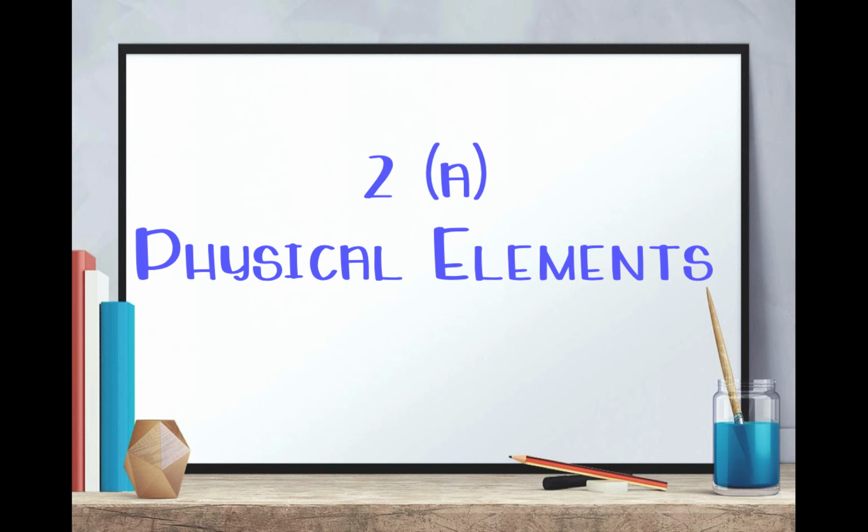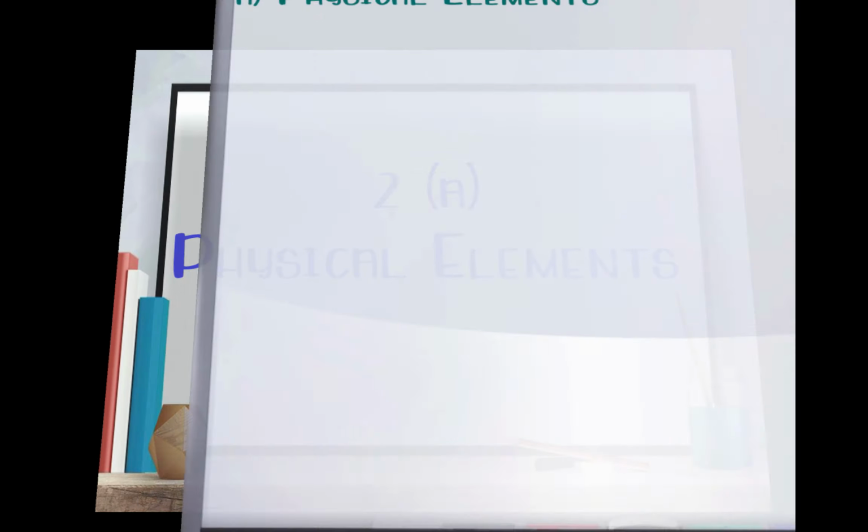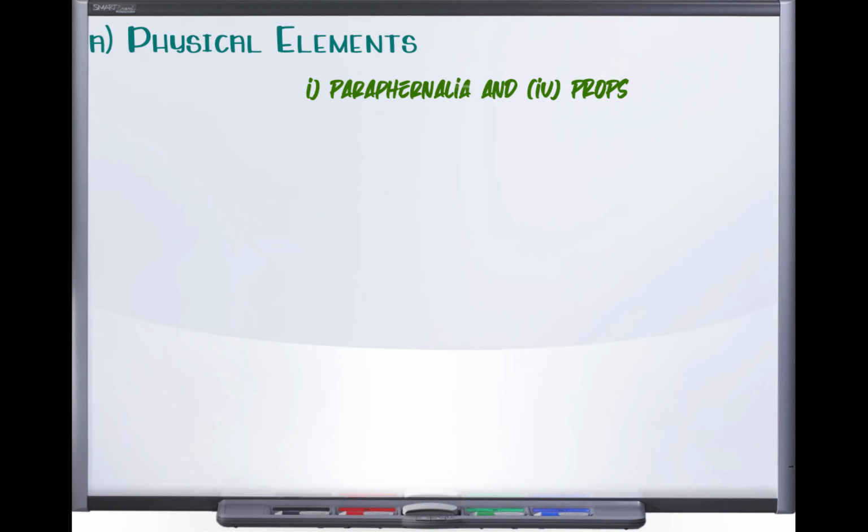Right, so 2A from the syllabus asks us to look at physical elements. So we're looking at paraphernalia and props. Paraphernalia is just a big word for equipment or anything physical that you need to execute a task. And then props, we know what props are, short for properties.